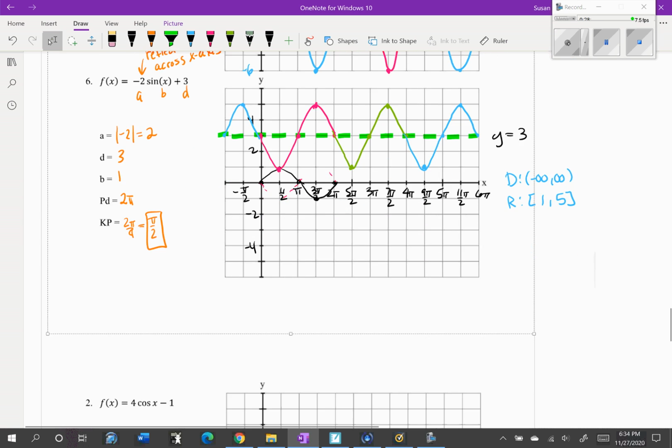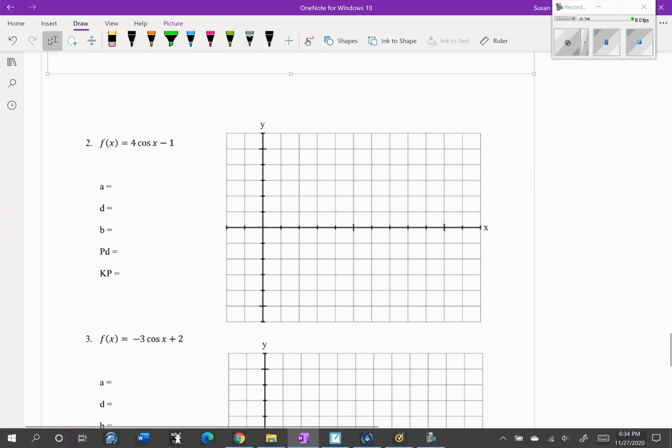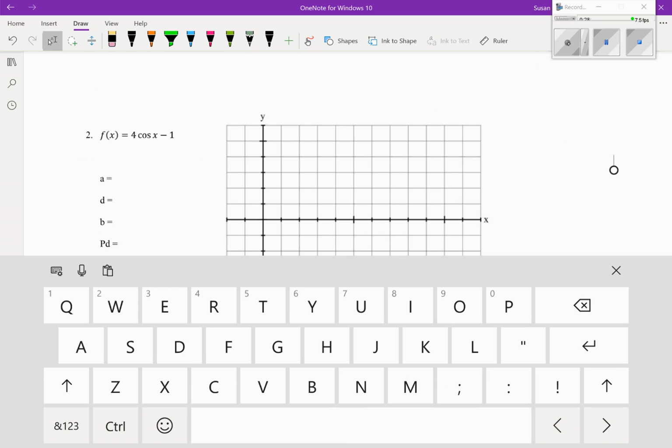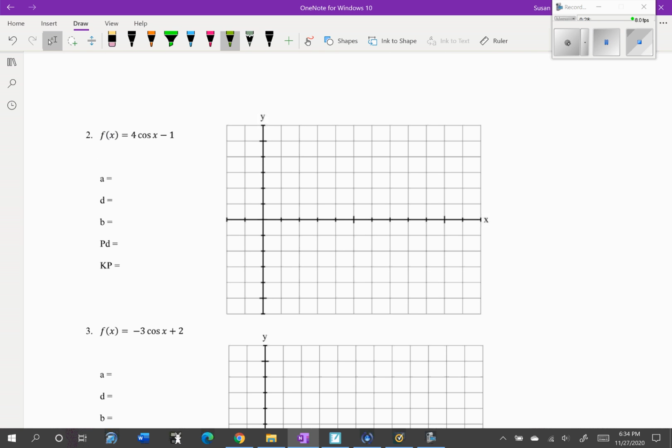So for the next one, we're going to be looking at cosine. For this, our a, b, and d stay the same. It's just that we changed the trig function to cosine instead. So a is 4. D is -1. B for all of these is going to be 1. The period's 2 pi for all of these. So 2 pi divided by 4 means our key points go by pi over 2, just like the last graph.